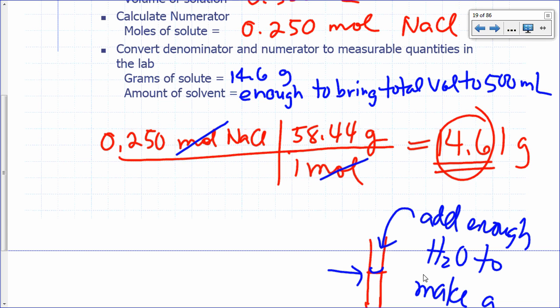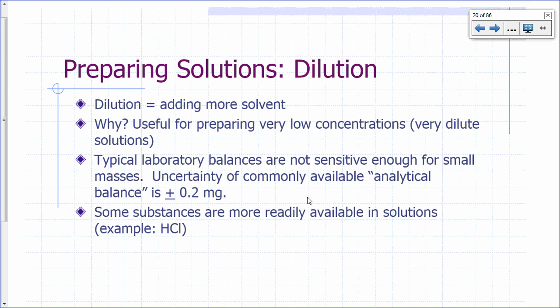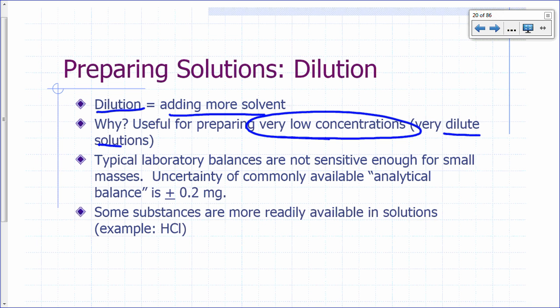All right, so that's how you prepare a solution. Now, dilution is another way you make a solution. It's a useful method for preparing solutions. Dilution simply means adding more solvent, and it's very useful for preparing solutions that have very low concentration. Solutions that have a very low concentration are said to be very dilute. So diluting simply means lowering the concentration. If you add more solvent, you are lowering the concentration of the solute.